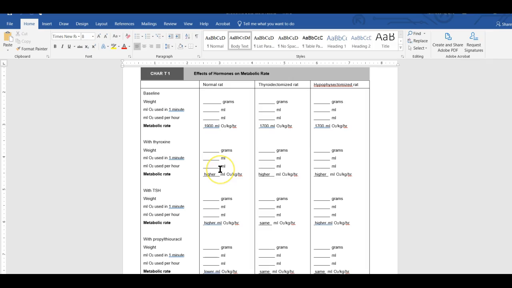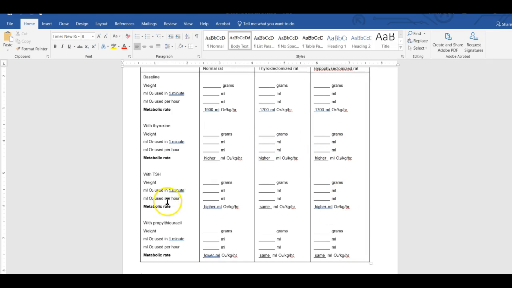Then down here, recall what you want to do is compare the rat with the injection to the same rat without the injection. You're not necessarily comparing the rats to each other. So we inject them all with thyroxine. Thyroxine elevates metabolic rates. So now this number should be higher than 1900, this number should be higher than 1700, and this number should be higher than 1700. And the normal rat is probably higher than these two rats as well.